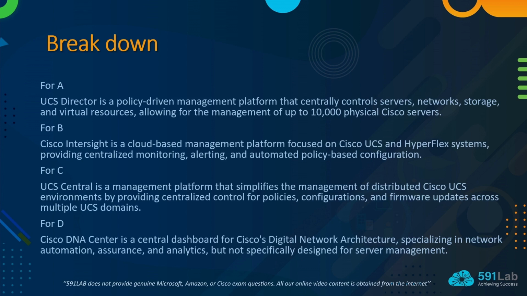UCS Director allows administrators to define policies for resource allocation, automate workflows, and manage up to 10,000 physical Cisco servers. It supports Cisco UCS servers, Cisco Nexus switches, and virtualized storage platforms. For option B, Cisco Intersight is a cloud-based management platform for Cisco's data center infrastructure. It provides a centralized and intelligent way to manage Cisco UCS and HyperFlex systems.